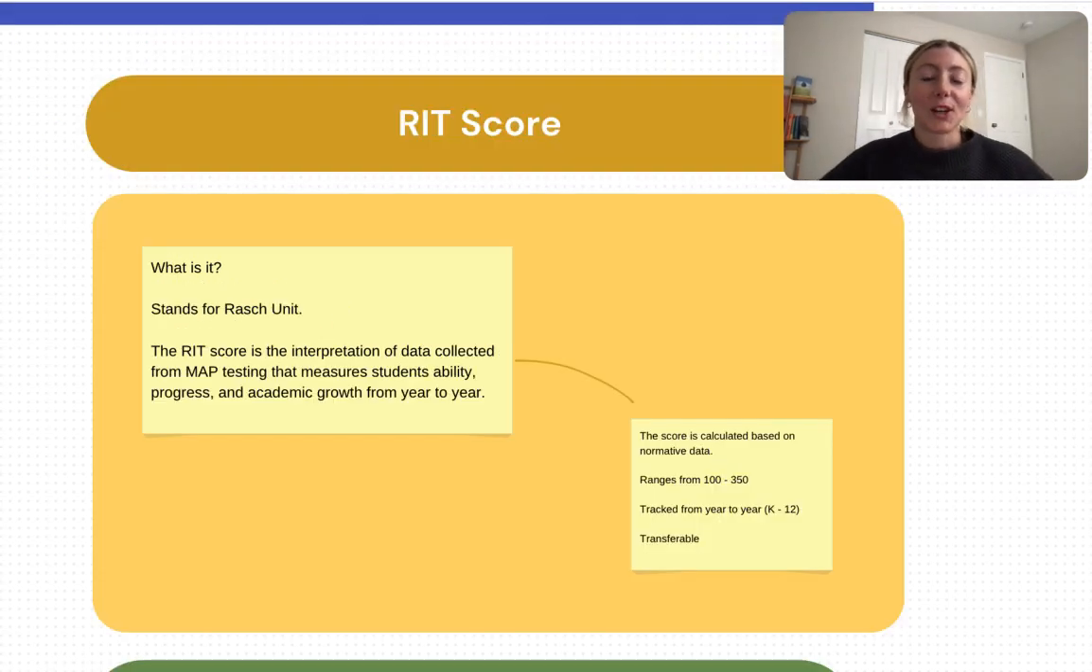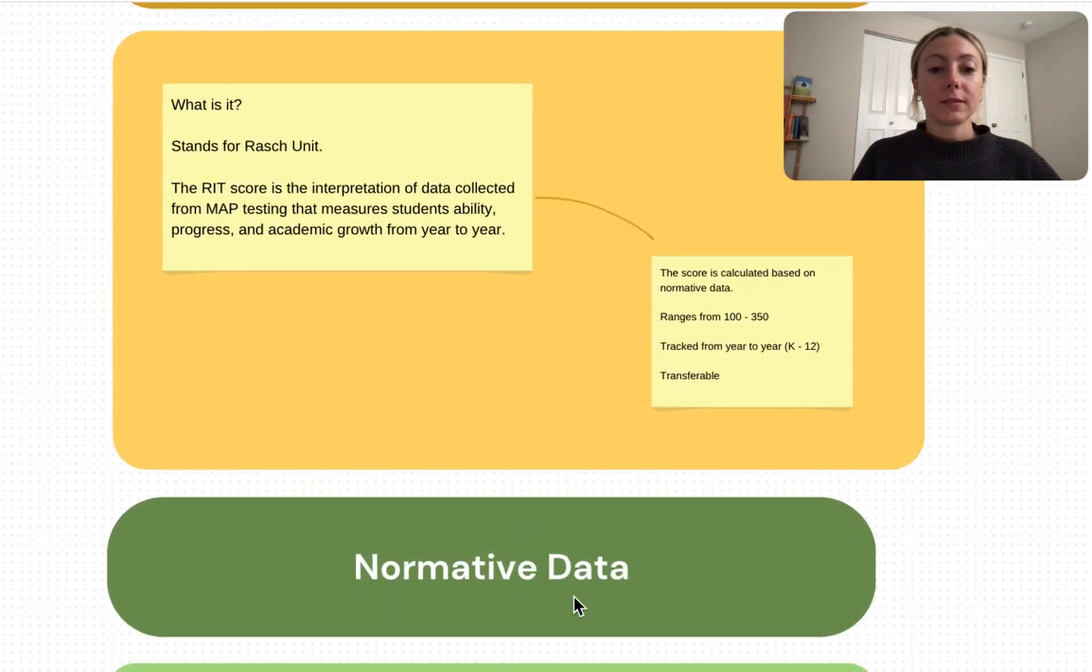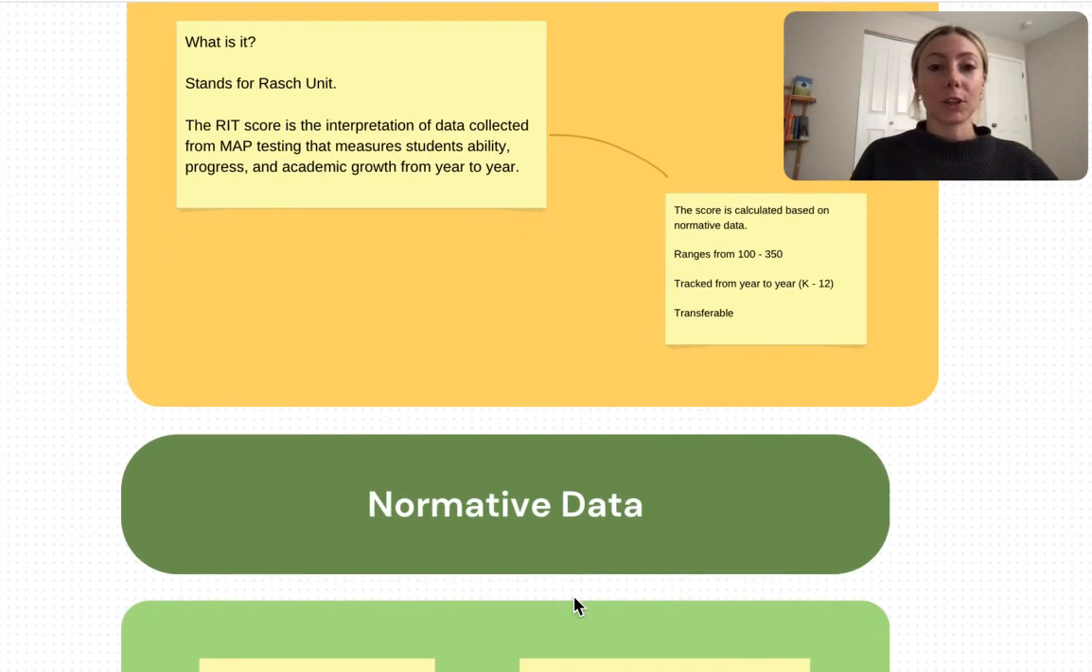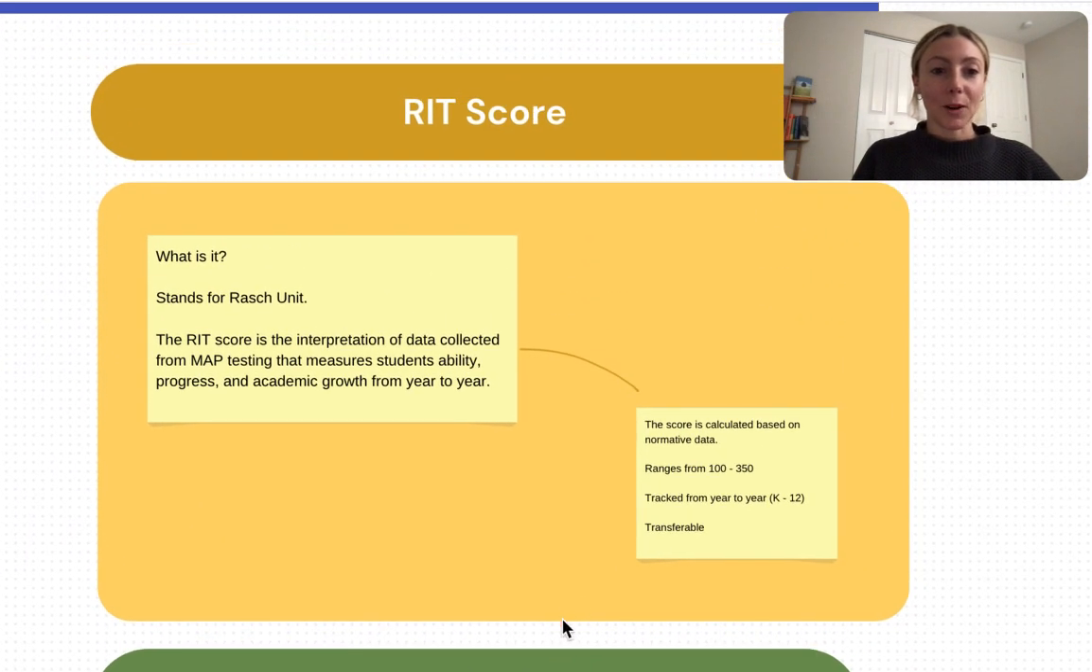Our next keyword is RIT score. This is the score that you see, that teachers see. The normative data is what MAP people use to create the RIT score. So what is it? Well, it stands for Rasch Unit, and it is an interpretation of the data collected from MAP testing that measures students' ability, their progress, and academic growth from year to year.